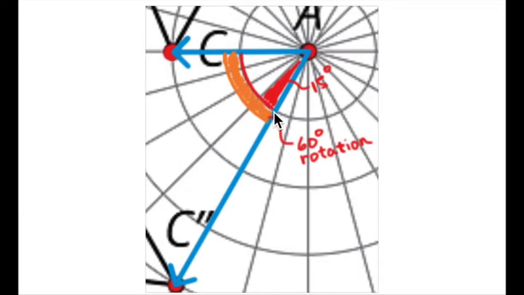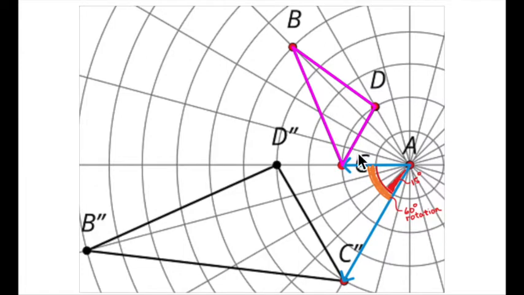There are 4 of them. 4 times 15 makes this a 60-degree rotation. So here's the 15 degrees right here. So this is going to be a 60-degree rotation. It's going to take these 2 points and slide them over here. And this point is going to move as well.